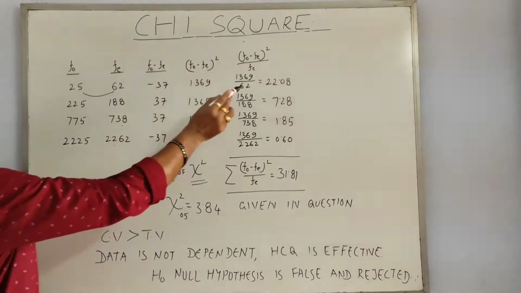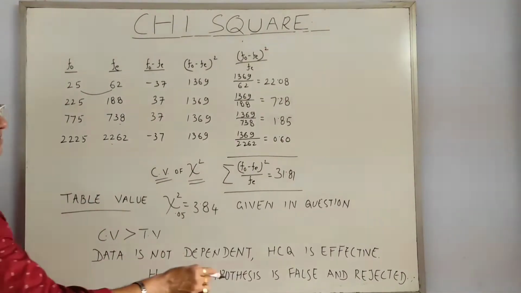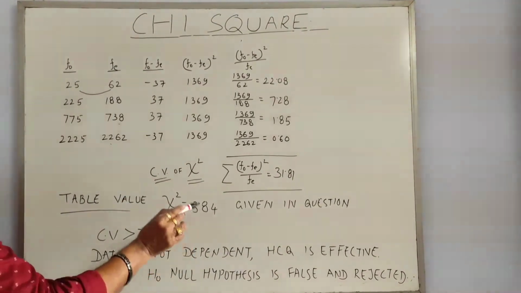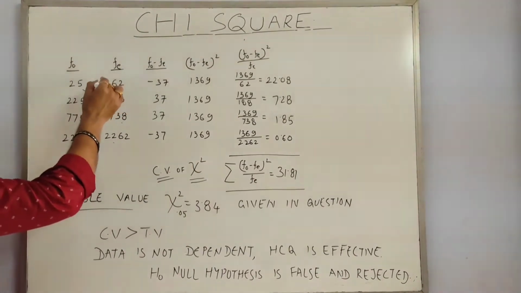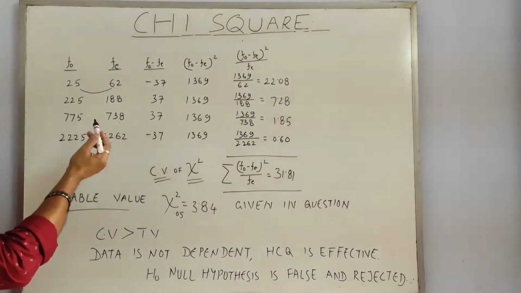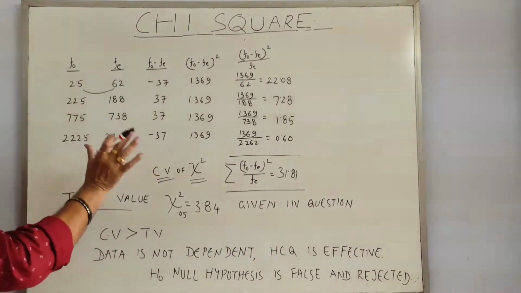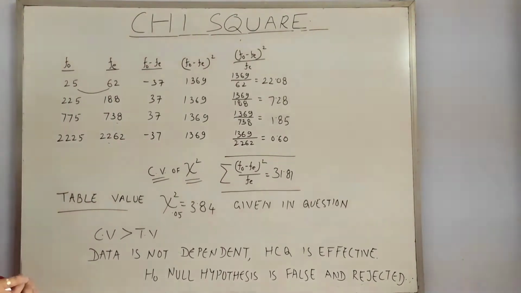Here itself you can understand that our null hypothesis is going to be rejected. It is false and the medicine is effective. Because in proportion, the patients who should have come as 62 are coming as 25. Why are they coming as 25? Because the medicine is working. So that is how it can also be understood on the basis of concept.